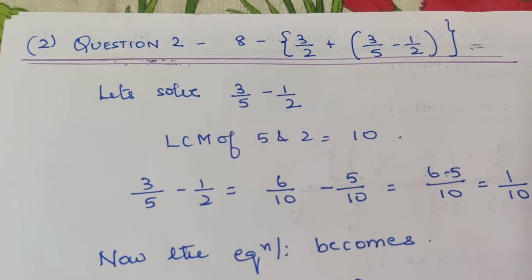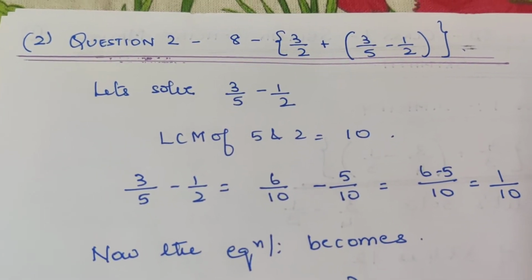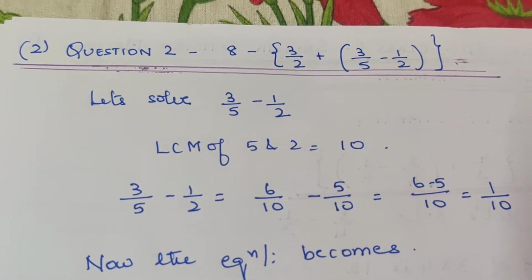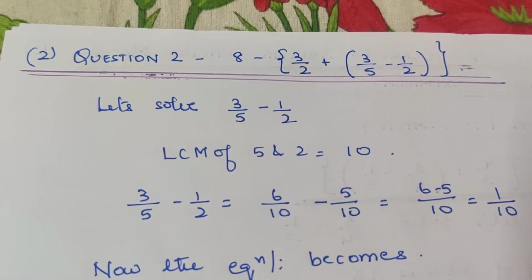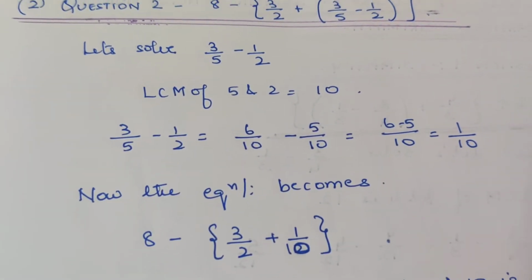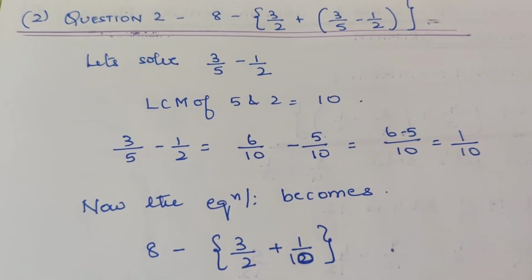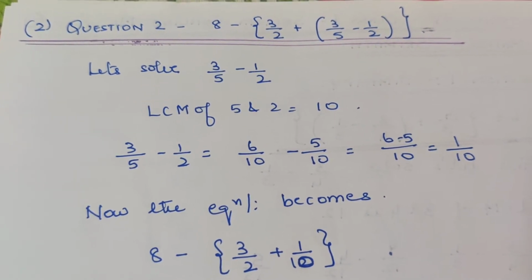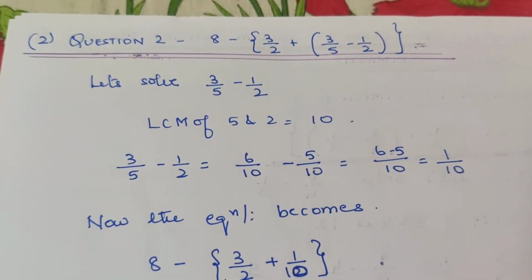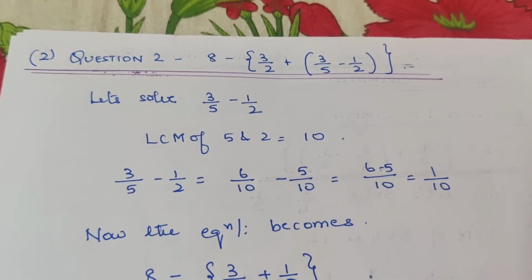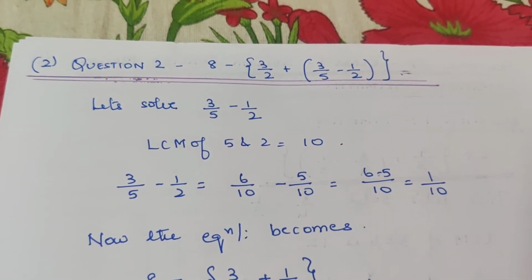The question number 2 is 8 minus 3 by 2 plus 3 by 5 minus 1 by 2. Let's solve 3 by 5 minus 1 by 2. LCM of 5 and 2 is equal to 10. 3 by 5 minus 1 by 2 is equal to 6 by 10 minus 5 by 10. That is 6 minus 5 by 10. That is equal to 1 by 10. Hope this is clear. Just pausing here.